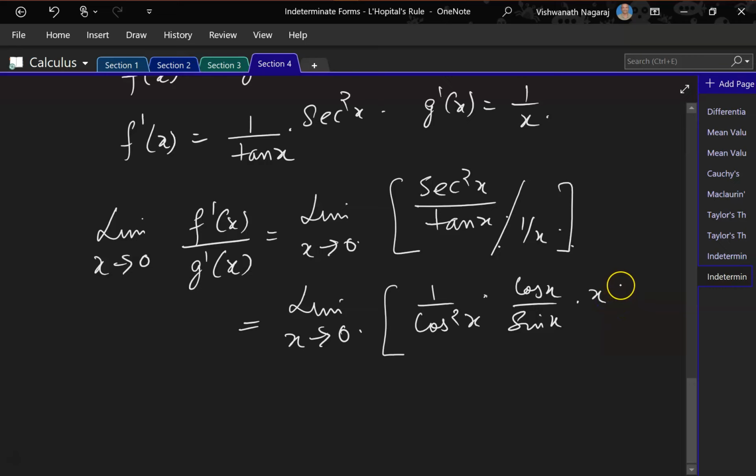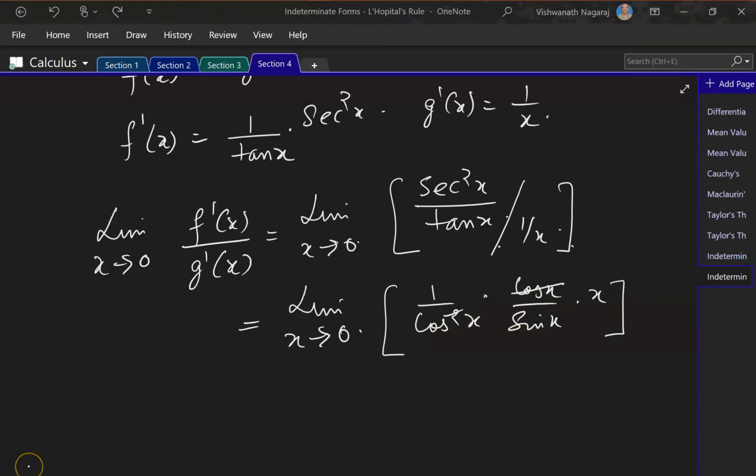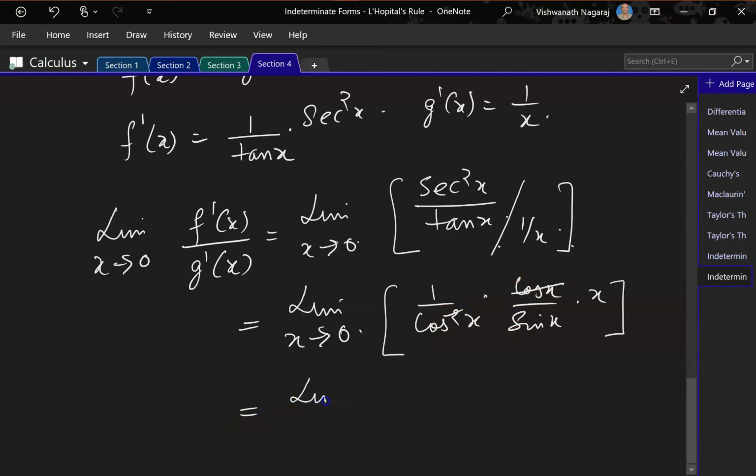Yes. So which means one of the cos will cancel. So this becomes limit as x approaches 0 of x by sin x cos x. So which form is this? If we substitute x to 0, we get 0 by sin x is 0. So 0 by 0 form.